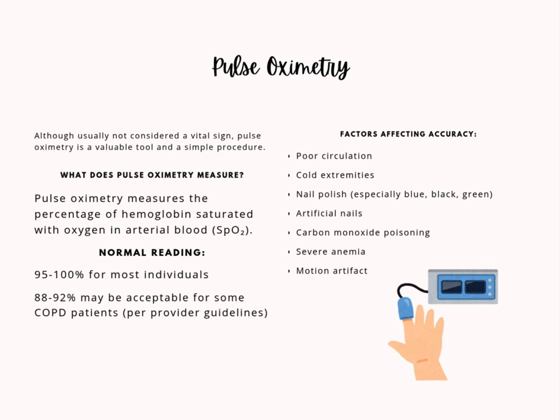There are some things that could affect getting an accurate reading for pulse oximetry. In order to do that, we put a little probe over the finger. And if they don't have good circulation to that finger, if that finger is really cold, if they have artificial nails or dark nail polish, severe anemia, some of those things, you may not get an accurate reading.